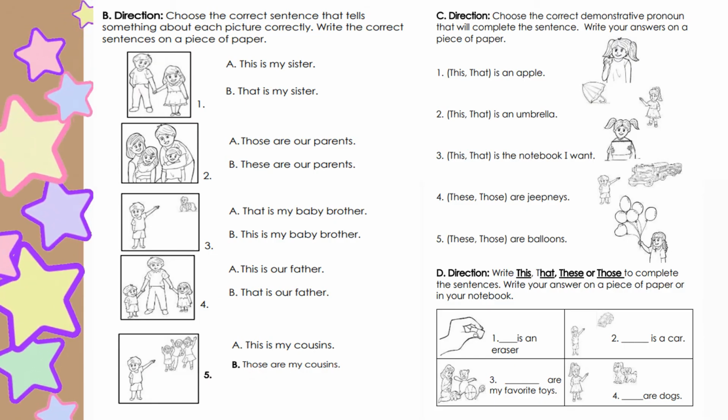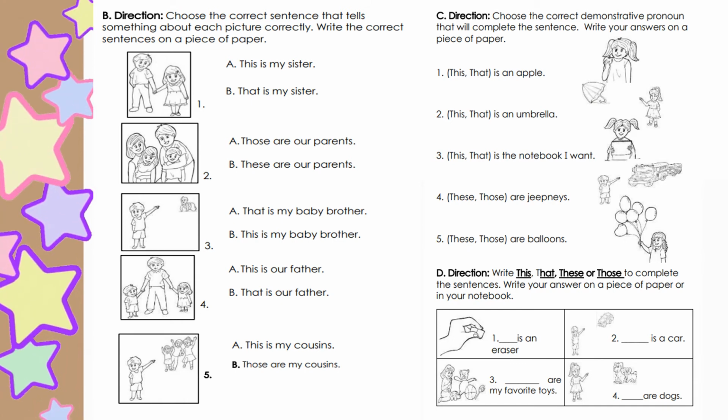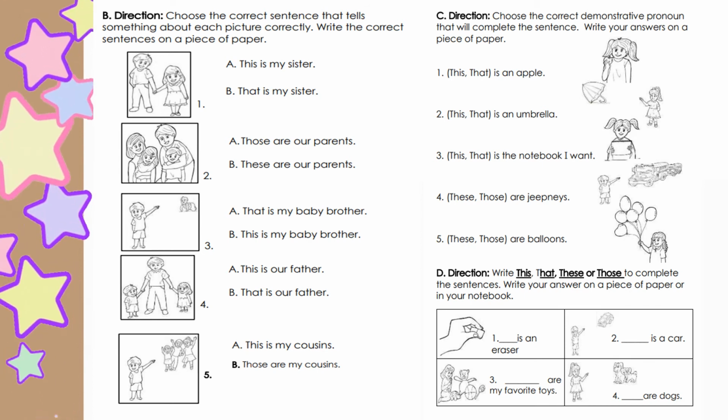Choose the correct sentence that tells something about each picture correctly. Write the sentences on a piece of paper. Number 1, is it letter A, this is my sister, or letter B, that is my sister? Number 2, letter A, those are our parents. Letter B, these are our parents. Number 3, letter A, that is my baby brother. Letter B, this is my baby brother.